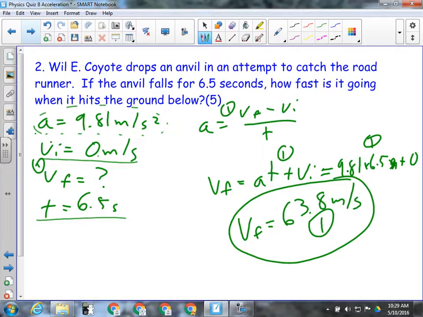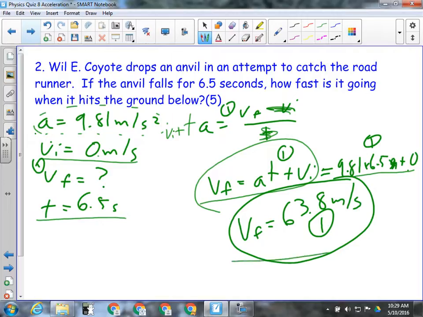This time, we are looking for vf. So the first thing we move is t, by multiplying both sides by it, and then we add vi, which is easy because it's 0. That leaves us with vf. So a mark for the correct manipulation: a times t plus vi, or vi plus a times t, it doesn't matter what order. Then a mark for plugging in the numbers correctly: 9.81 times 6.5 seconds plus no velocity gives us a final answer, for our fifth and final mark, of 64 meters per second, because there are only 2 significant figures in that one.